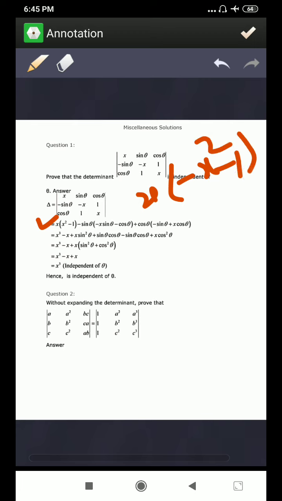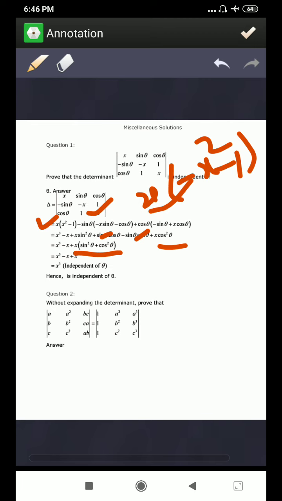Either you take the negative sign common as it is in this question. So it is x into minus x square minus 1, so that will be minus x cube minus x. This is plus x sine square theta plus sine theta cos theta. This is minus sine theta cos theta plus x cos square theta. So we will have x sine square theta and x cos square theta, and you can take x as common from this.